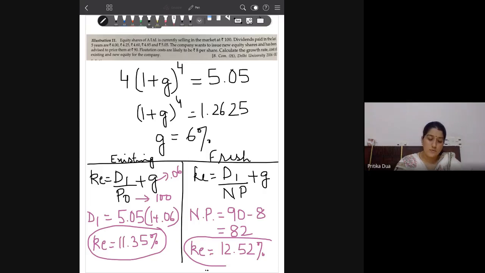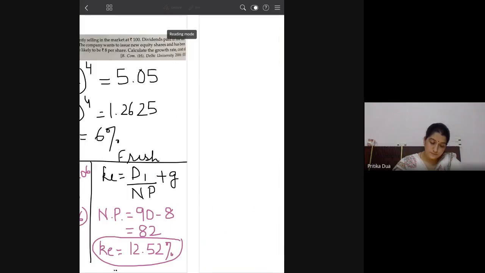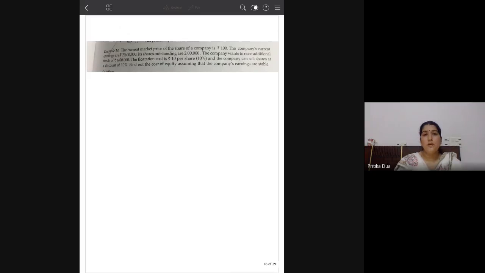Okay, now let's move to the next question. So this is a question using the earnings price approach. You're given the current market price of the share is rupees 100. Earnings of the company are 20 lakh and shares outstanding are 2 lakh. The company wants to raise additional 6 lakh, for which the flotation cost will be 10 per share. And the shares are being sold at a discount of 10%.